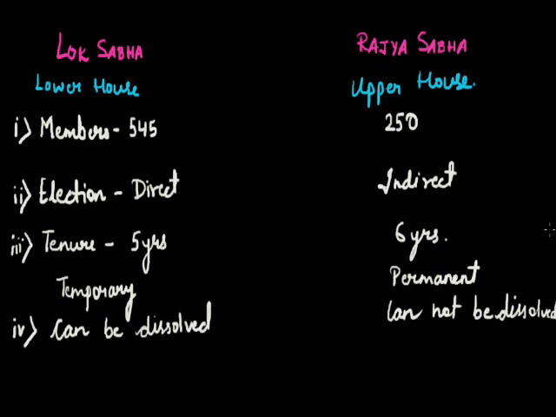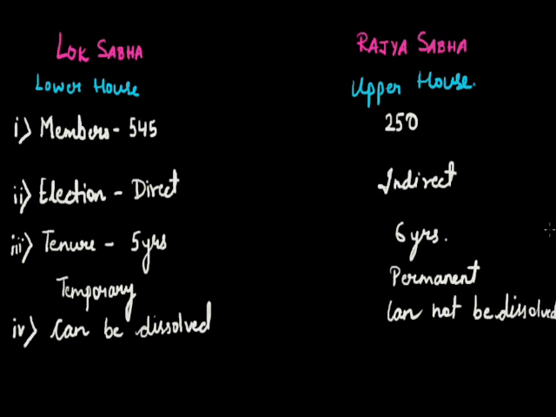For example, if we talk about any ordinary bill, then it can be introduced in either house, Rajya Sabha or Lok Sabha. But if we have to introduce a money bill, then it has to be introduced in Lok Sabha only, and Rajya Sabha is of less significance here.